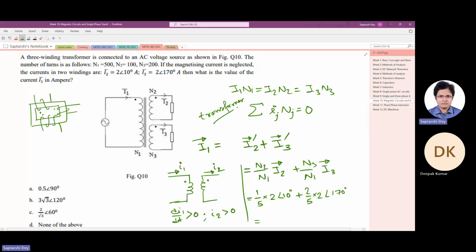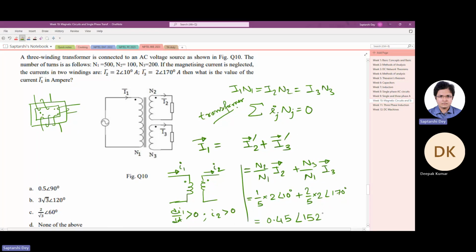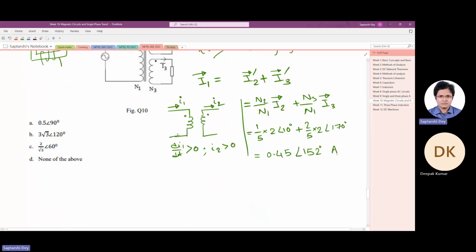The answer comes out to be 0.45 angle 152 degree. Okay. Any doubt? We'll look at the next question then.